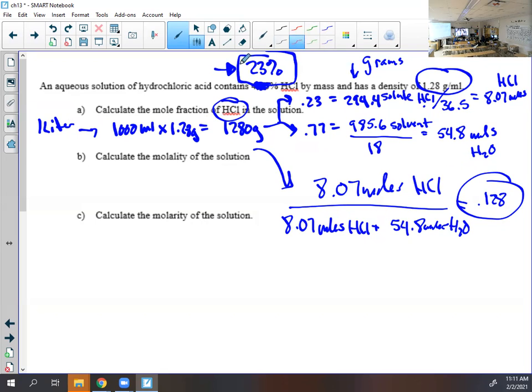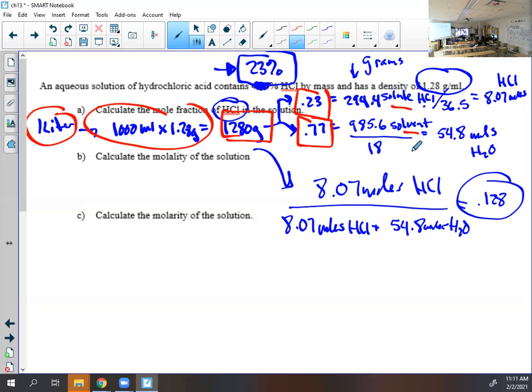Okay, so the steps, once again: assume 1 liter, use the density to find the mass, then use the percentages to find out the grams of solute and solvent, then convert to moles, and then do the mole ratio, which is moles of A divided by total moles.